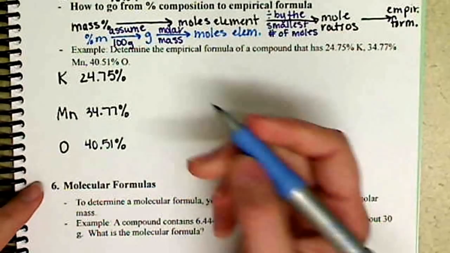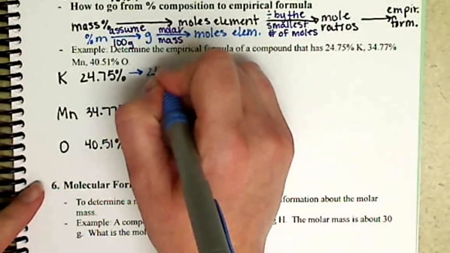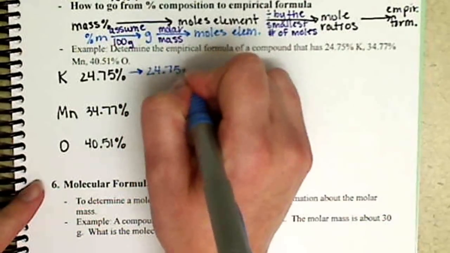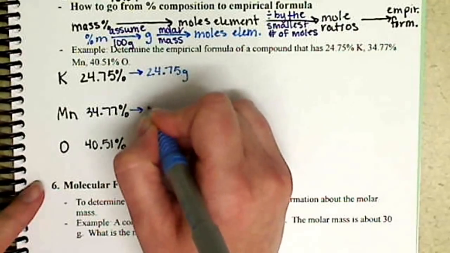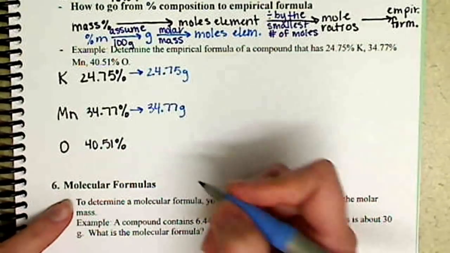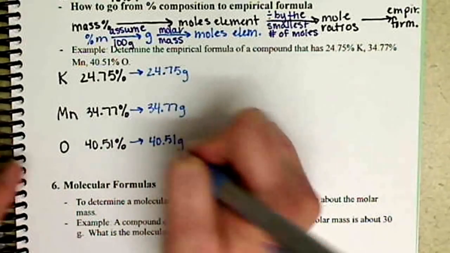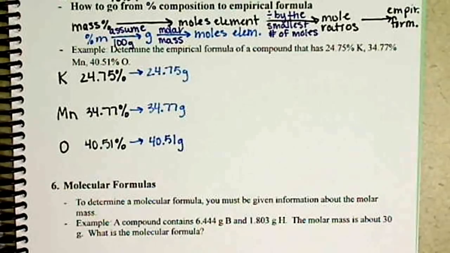The first step of this, going from percent mass to grams, is really easy. We're just going to say we have 100 grams. So we have 24.75 grams of potassium, 34.77 grams of manganese, and 40.51 grams of oxygen.